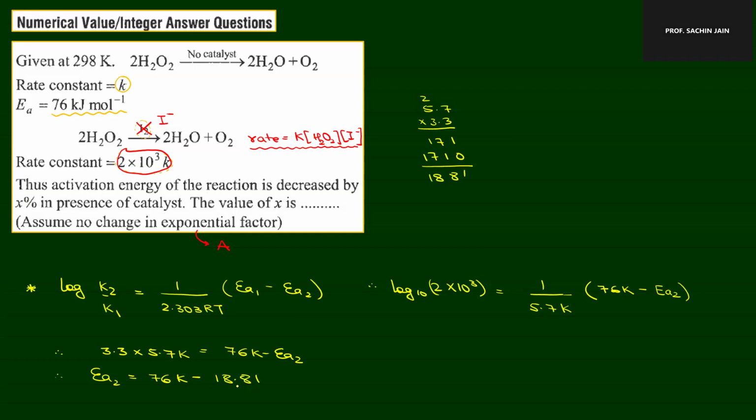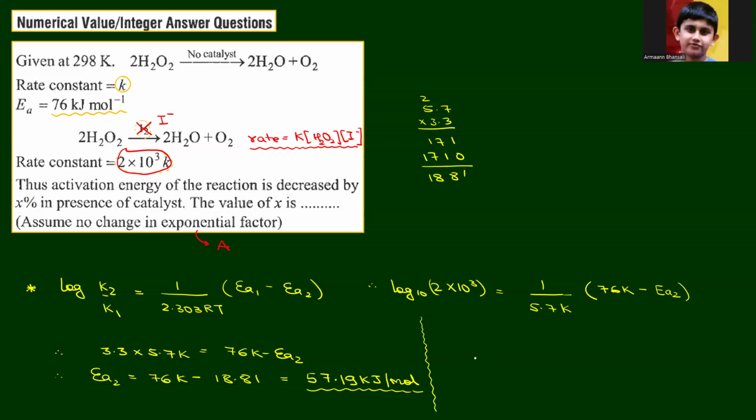18.81. Right? And this will be 57.19 kilojoules per mole. ठीक है? So can you keep it as EA1 minus EA2 only and just divide by EA because you have to find the relative change only? वही करना था एक्चुअली, बट ये जस्ट मैंने बताया कि EA2 निकालना है तो डायरेक्ट वो भी निकाल सकते हैं.